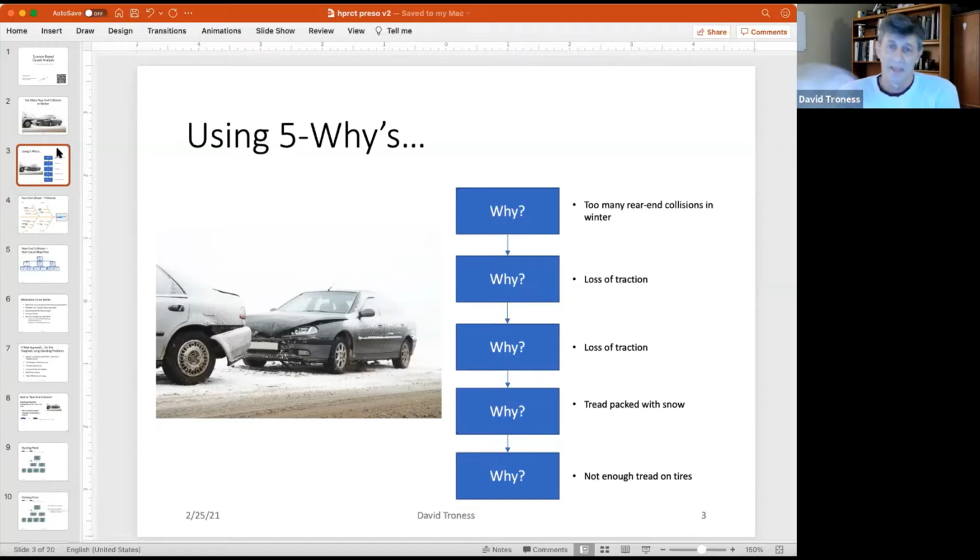Okay. In this case, 5 whys, as you're all familiar with, basically asking why 5 times and moving down further into a possible element that is actionable.